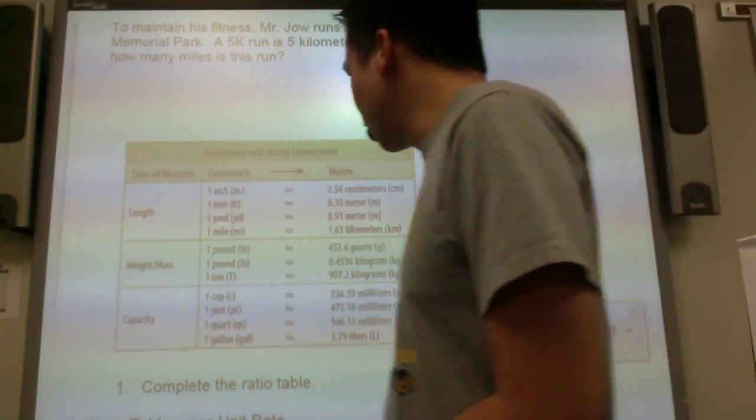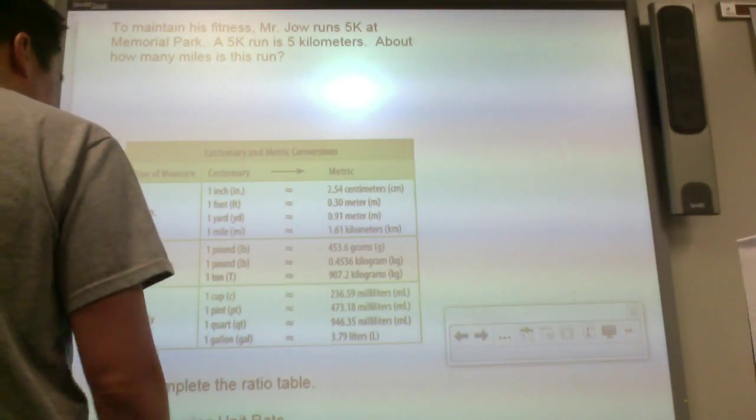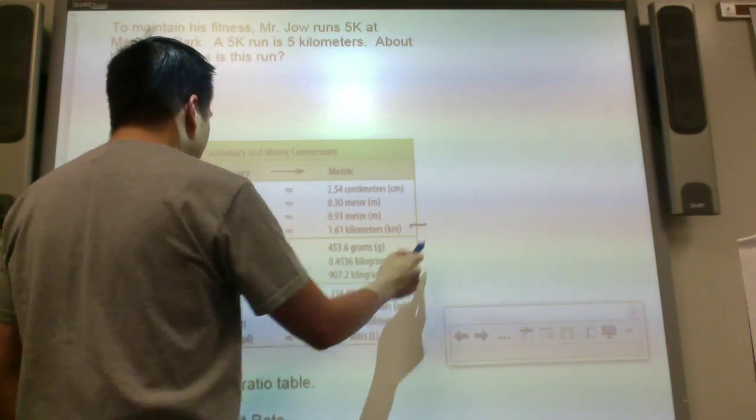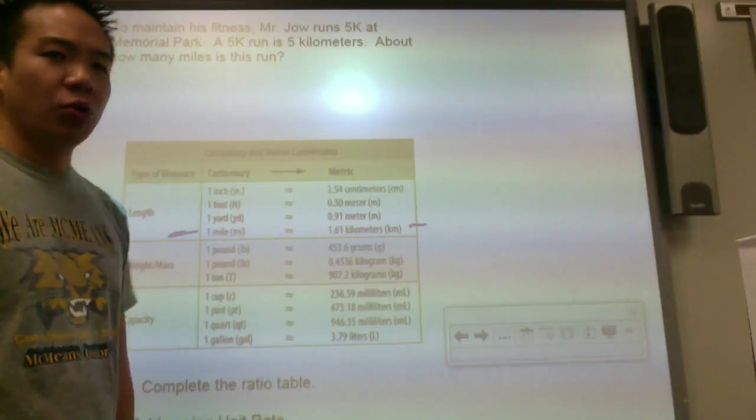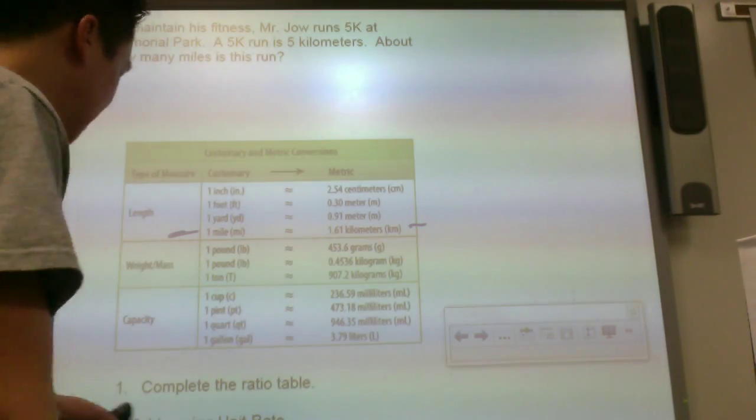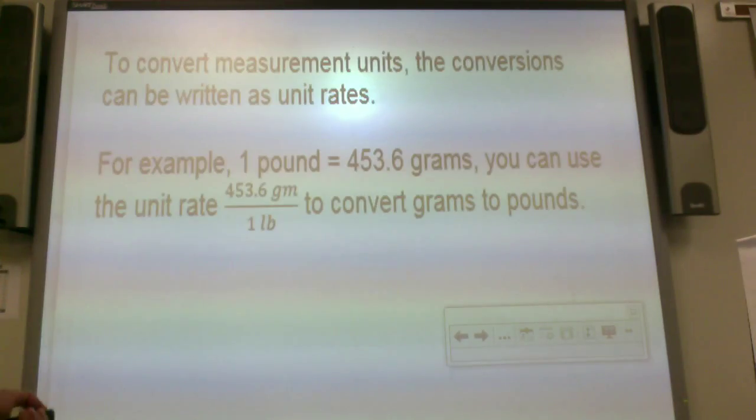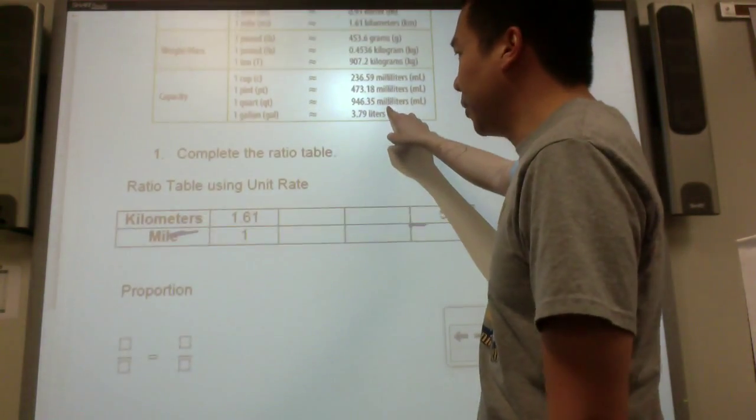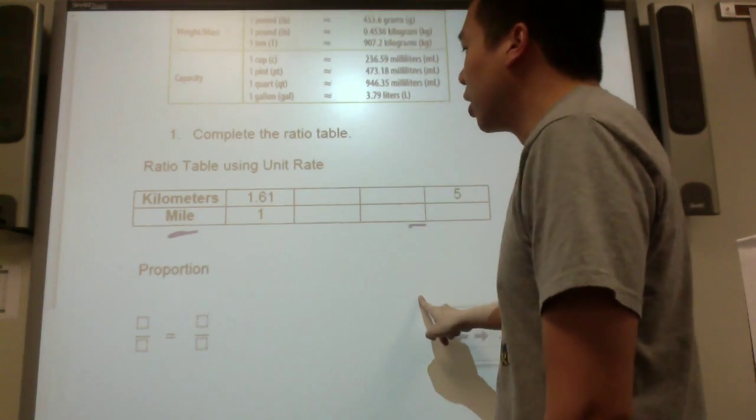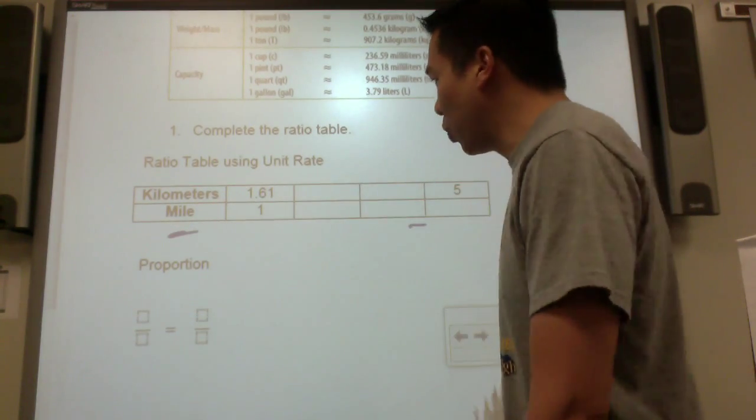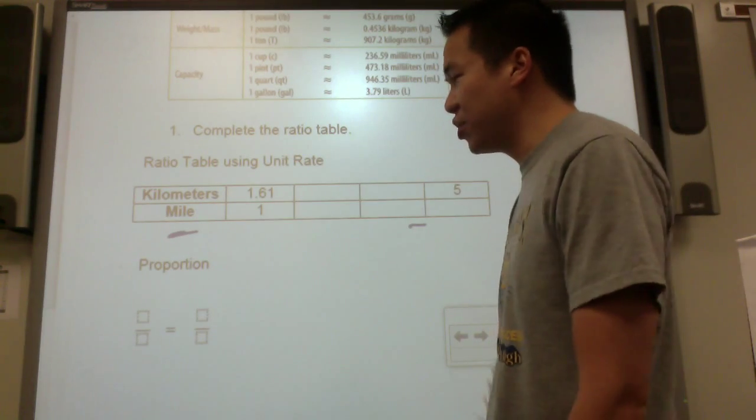So let's look at our chart here. Miles, I see miles up here. For every 1 mile you run, you're running about 1.61 kilometers. They are equivalent. Complete the ratio table. As I look at this ratio table right here, kilometer and mile: 1 mile equals 1 and 61/100 kilometers.